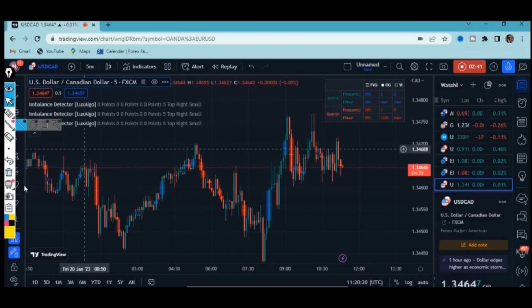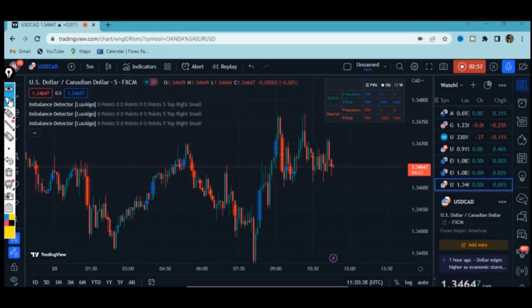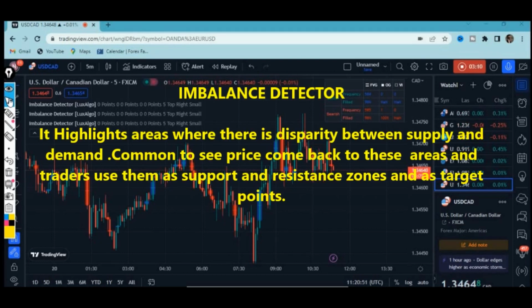So guys, I know most of you are asking yourselves why I have added the indicator 3 times. I really want it to be visible right here. So as I told you before, what you're supposed to keep in mind is that it highlights areas where there is disparity between supply and demand. And I told you before, it's common to see price come back to these areas, and traders use them as their support and resistance zones, as well as their target points. So I really want to test this indicator with the live market.